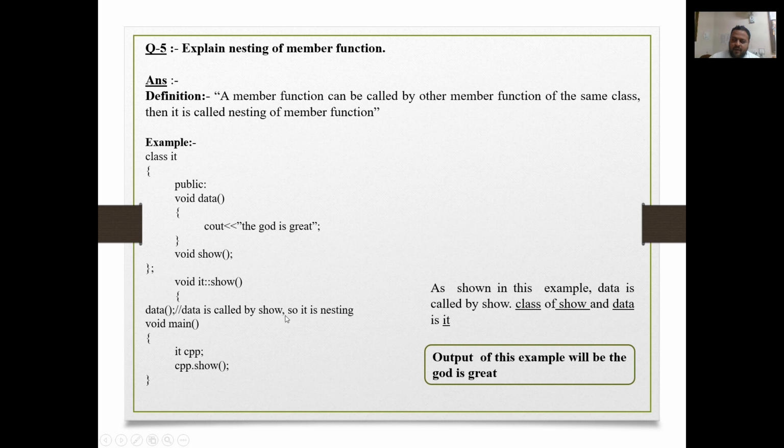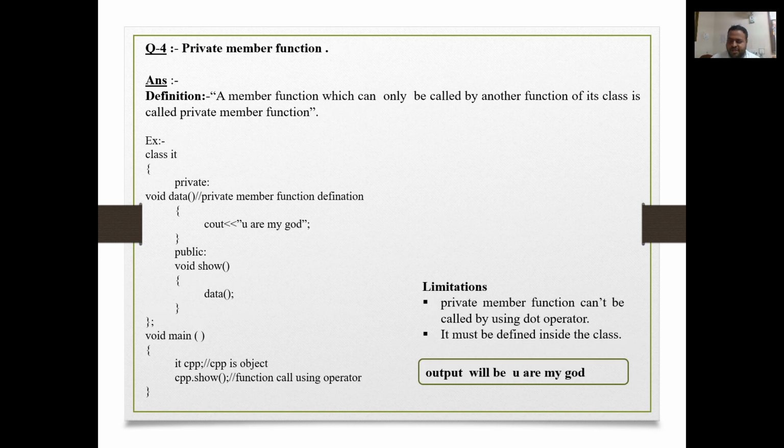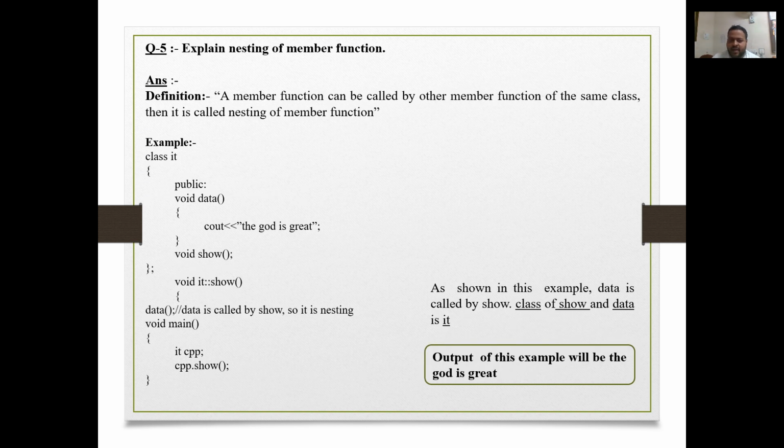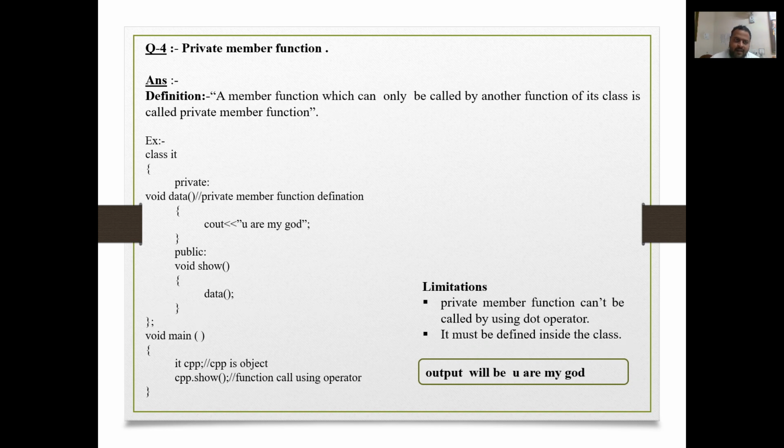Okay, whenever the question is asked in your examination or viva, what is nesting of member function or a private member function, the definition is the same. Okay, but in nesting of member function you can call from another function either inside the class, and also outside the class. Sorry, you can also do it by taking the function outside the class. And in private member function you can do it only by calling a function inside the class. So this is the limitation of private member function.